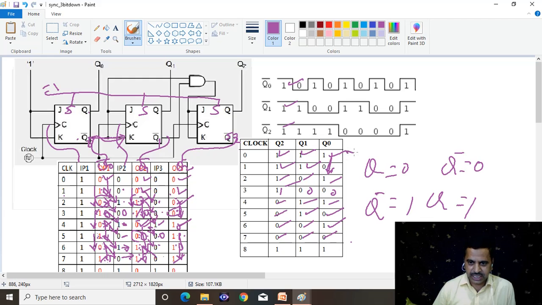That becomes 7, 6, 5, 4, 3, 2, 1, 0. What happens after the eighth clock pulse?